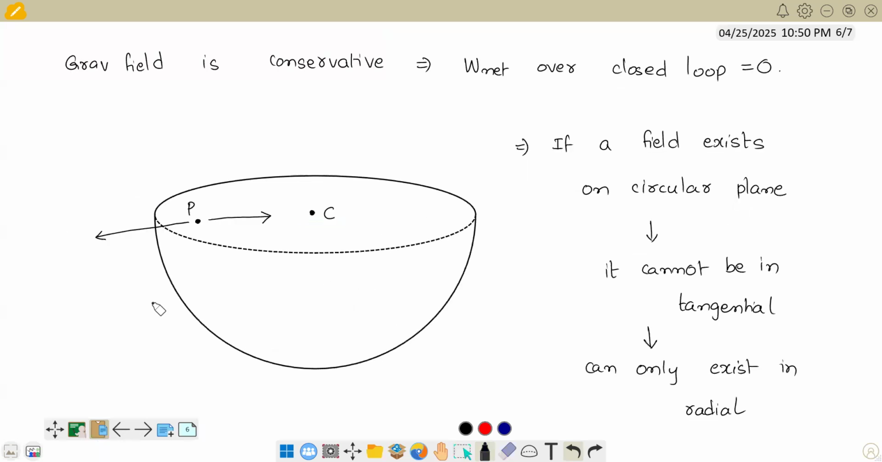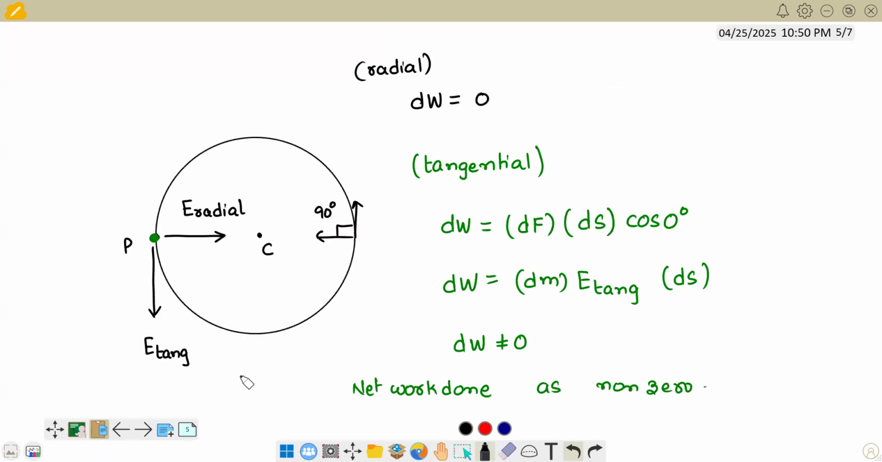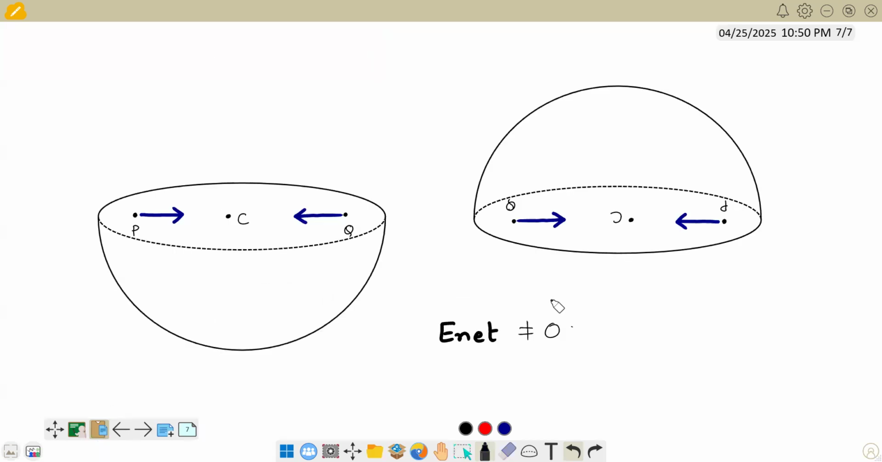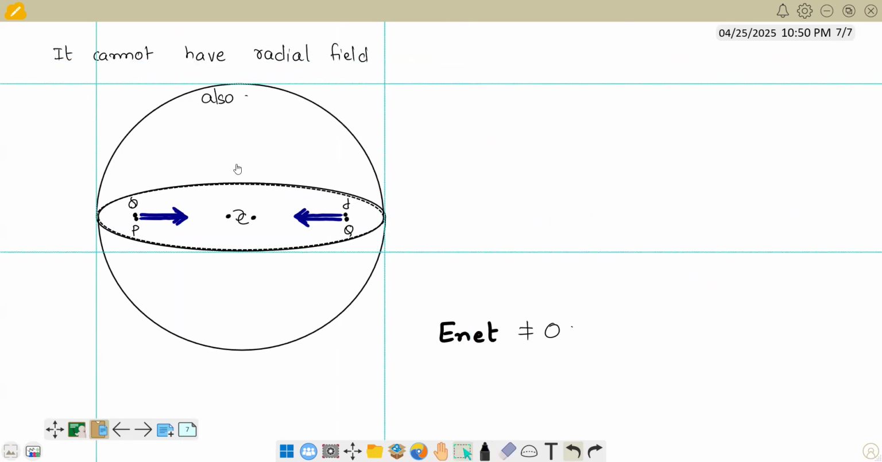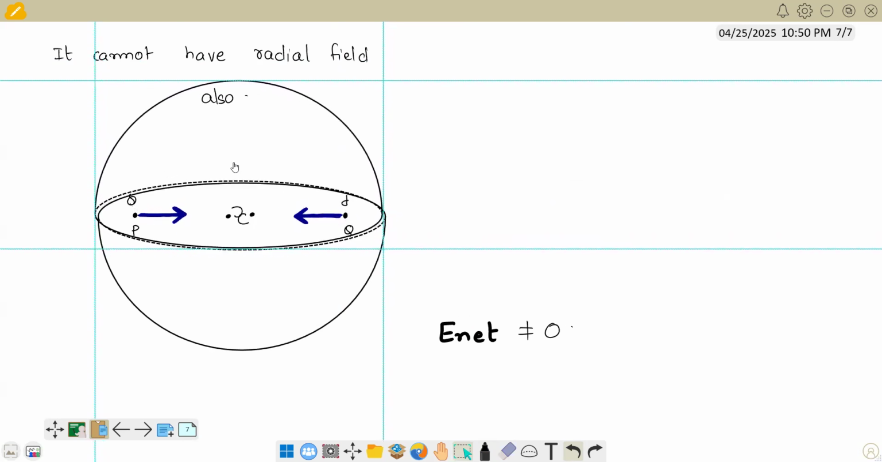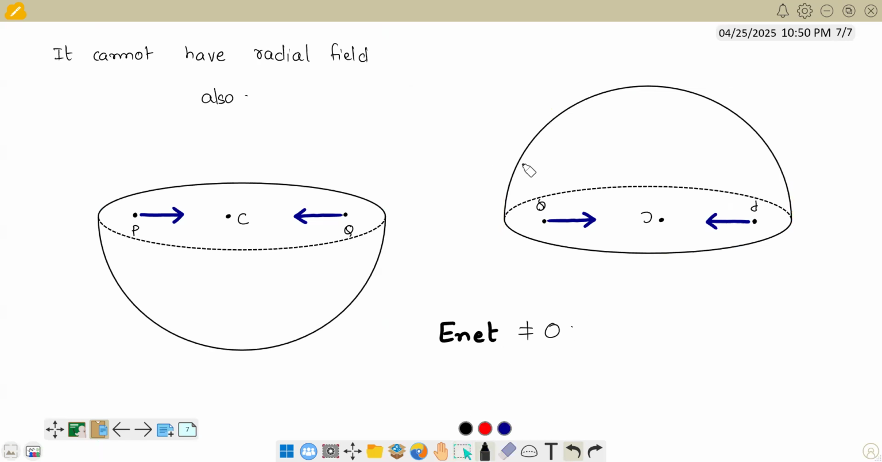Two things we have done here. First, we have proved why it cannot have any tangential one. The second one, now I am telling it cannot have a radial field also. So here it cannot have a radial field also. Why? Because if it has a radial field, and when I try to complete it, by placing this on top of this, we are having a non-zero net field, but we have studied that the net field has to be zero. That means there cannot be any field in the radial direction.